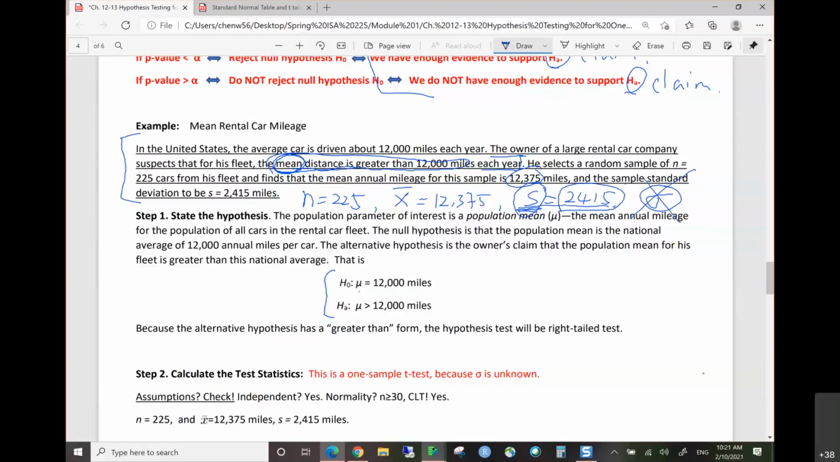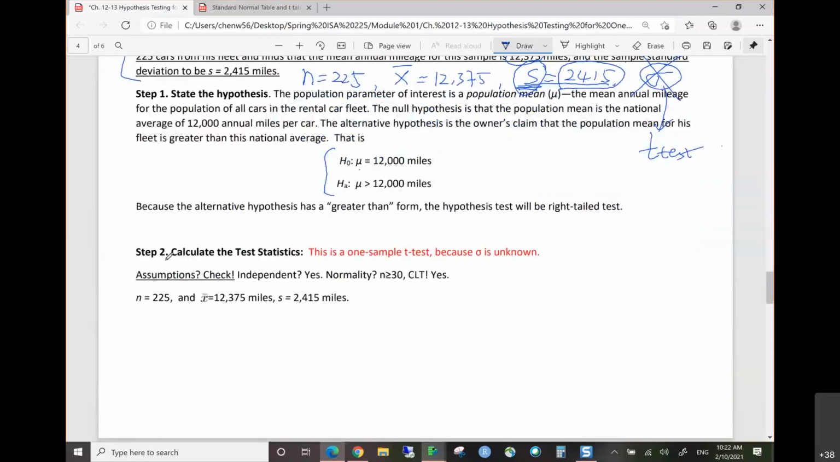If sigma is unknown, be careful. We can only use the t-test statistic. We do not have the z-test statistic anymore because sigma is unknown. So step 1 is done. Step 2, we need to calculate the test statistic.